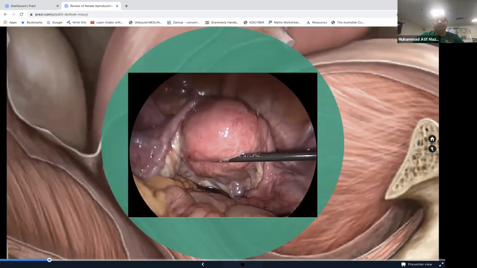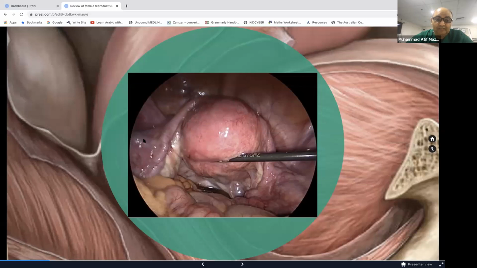Going further, what are you looking at now? You're looking at a uterus, tubes, and the pouch of Douglas. This is a view taken with the help of a laparoscope, so we are in the pelvic cavity. You're looking at the fundus of the uterus, and then you're looking at these fallopian tubes.